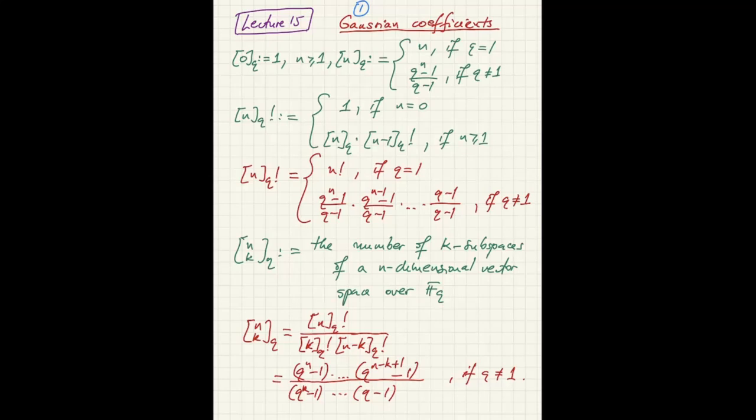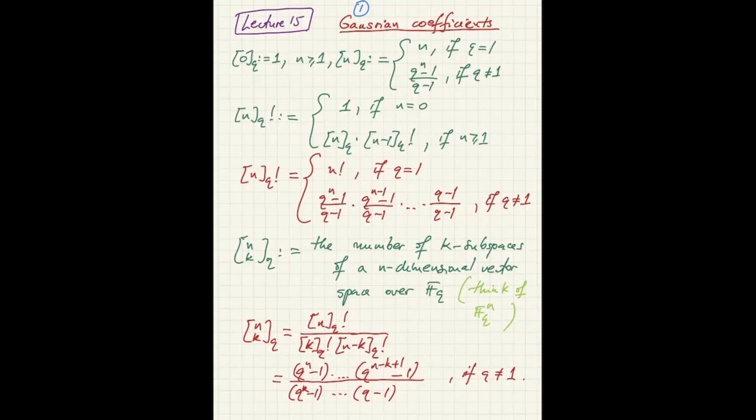Now, after that, we defined this q binomial coefficient, and this is what we mean by the Gaussian coefficient, this parameter n choose k. And this is defined as the number of k subspaces of an n-dimensional vector space over F_q. And here, if it makes it easier, you can think about this vector space as being F_q to the n, the Cartesian product of F_q to the n with the usual addition.